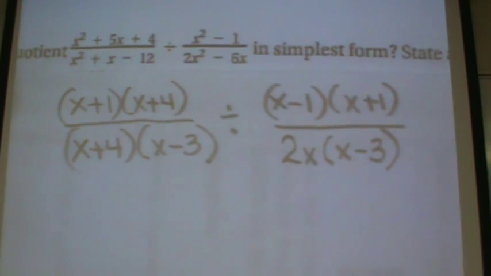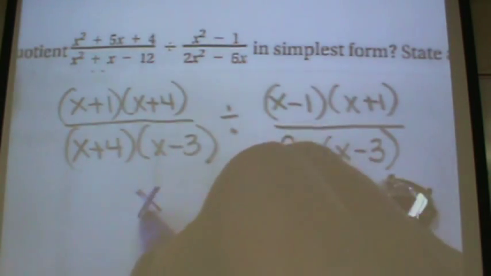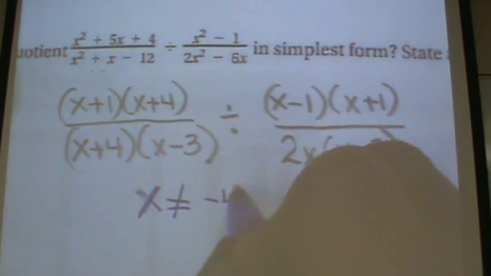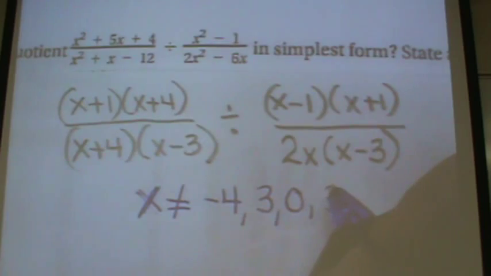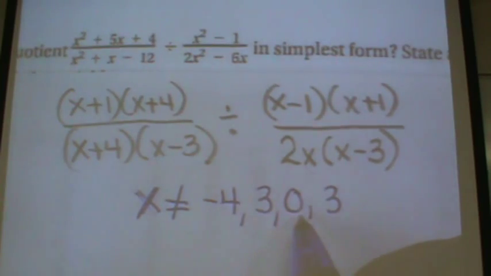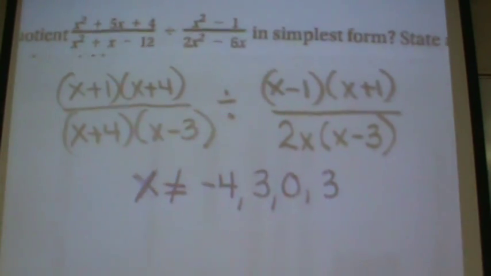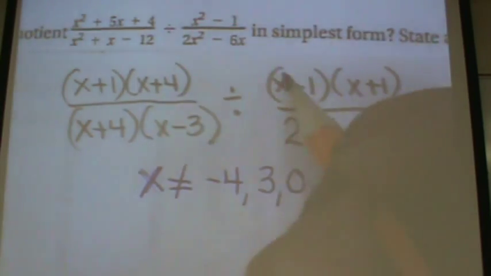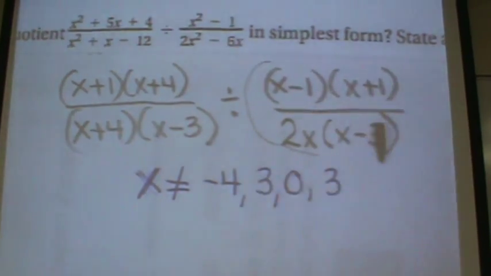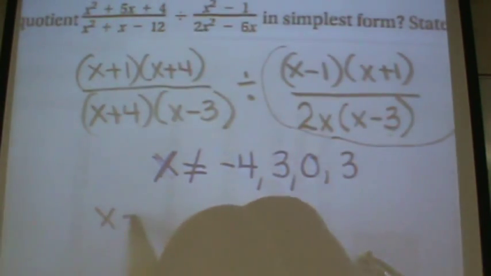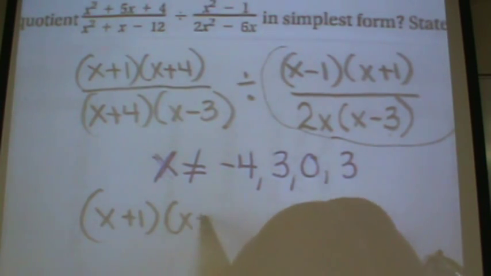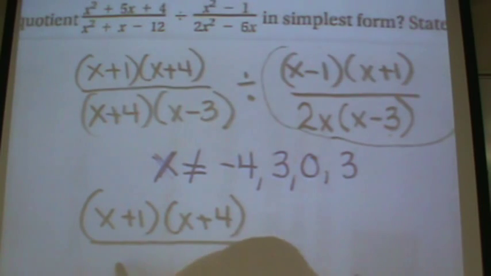Okay, what are your restrictions? Negative 4, 3. X cannot be negative 4, it cannot be 3, it cannot be 0. These are your restrictions right now. Now flip. Flip this. This is what gets flipped. So you've got x plus 1.